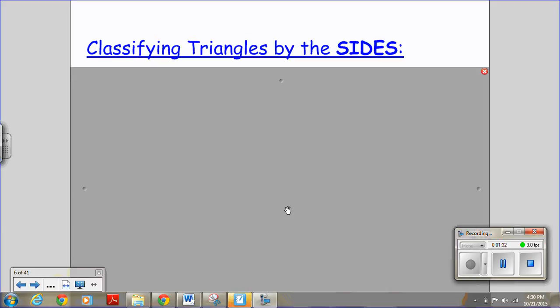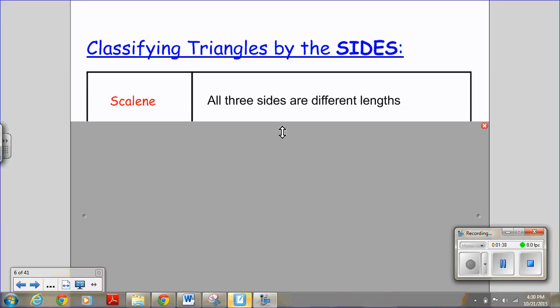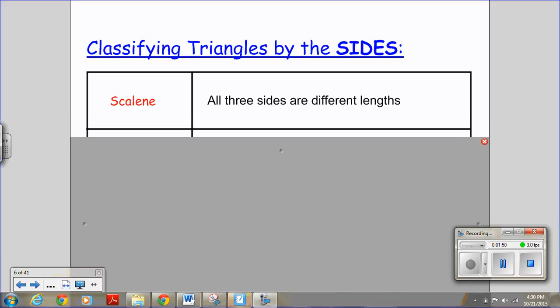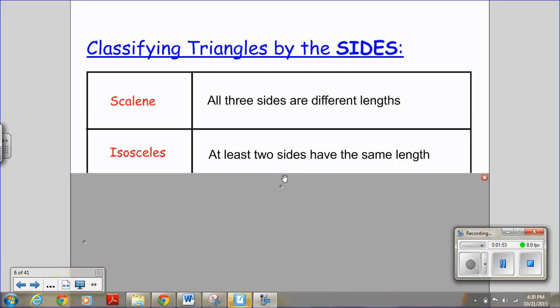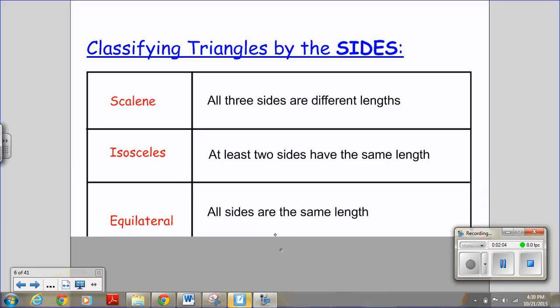Now we're going to classify the triangles based on their sides. The first classification is scalene. Scalene is when a triangle has sides of different lengths. Isosceles is a triangle where at least two of the sides have the same length. And then you have an equilateral triangle where all the sides have the same length. So these are the three possible classifications based on their sides.